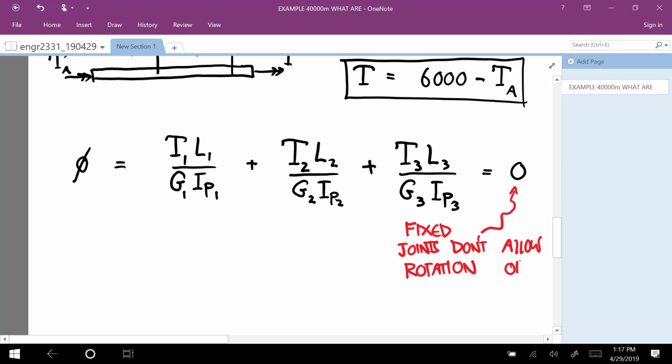They don't allow rotation of the endpoints. Yep. So for this to be valid, G and I have to be equal in all three of the ways. So we could technically leave out the 1, 2, and 3. Well, okay, wait. They have to be equal in this problem to each other because we don't have numbers for them. So we have to be able to cancel them out. They have to be piecewise constant to use this formula.